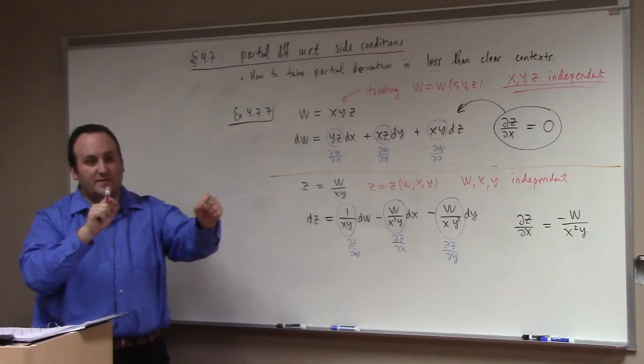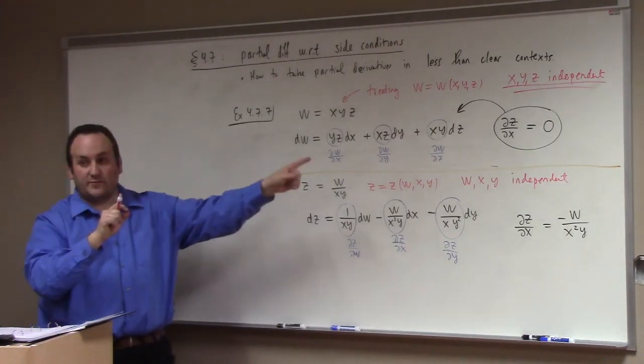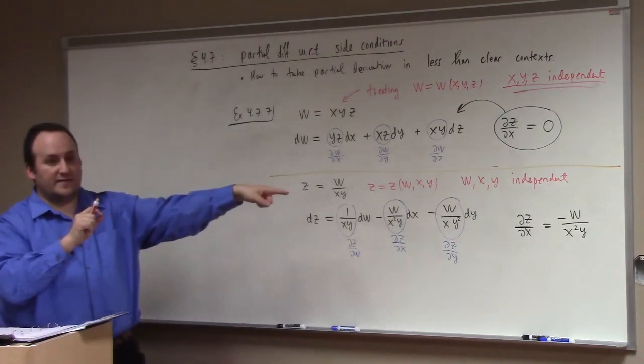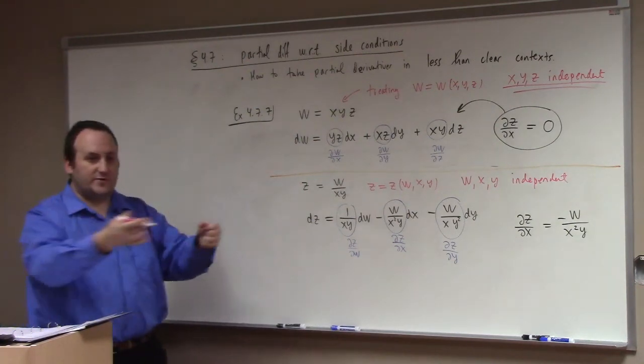Different choices of independent variables give different partial derivatives of the same variable with respect to another. That's the point of this example. 0, not the same. So how do we fix this? Well, there's a very simple fix. We just use a little bit more notation.